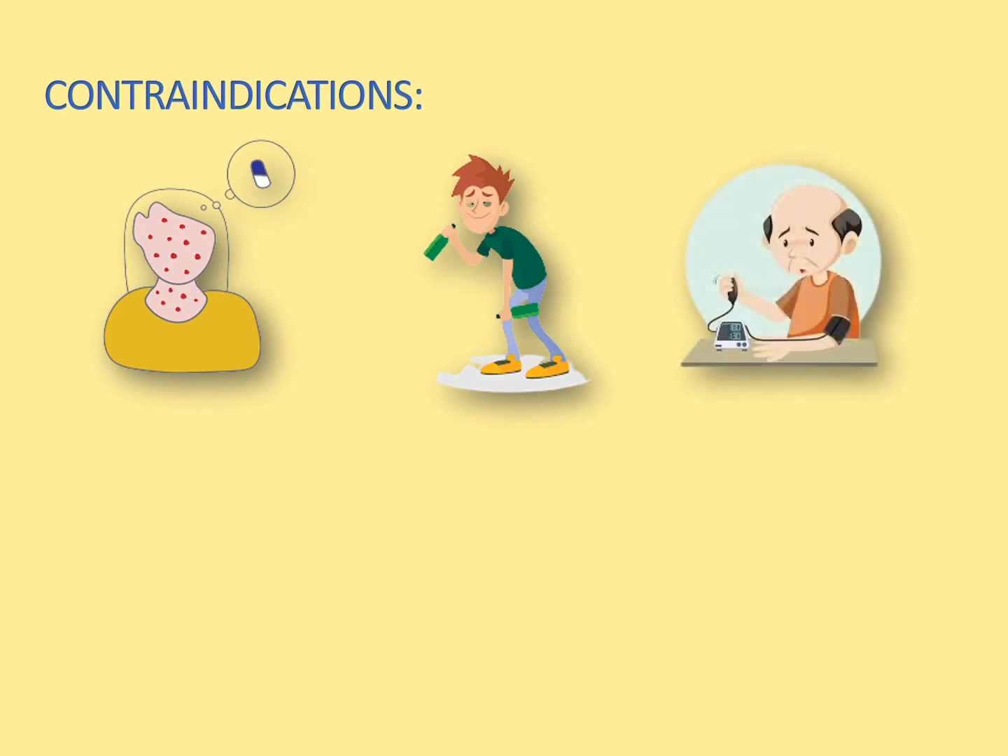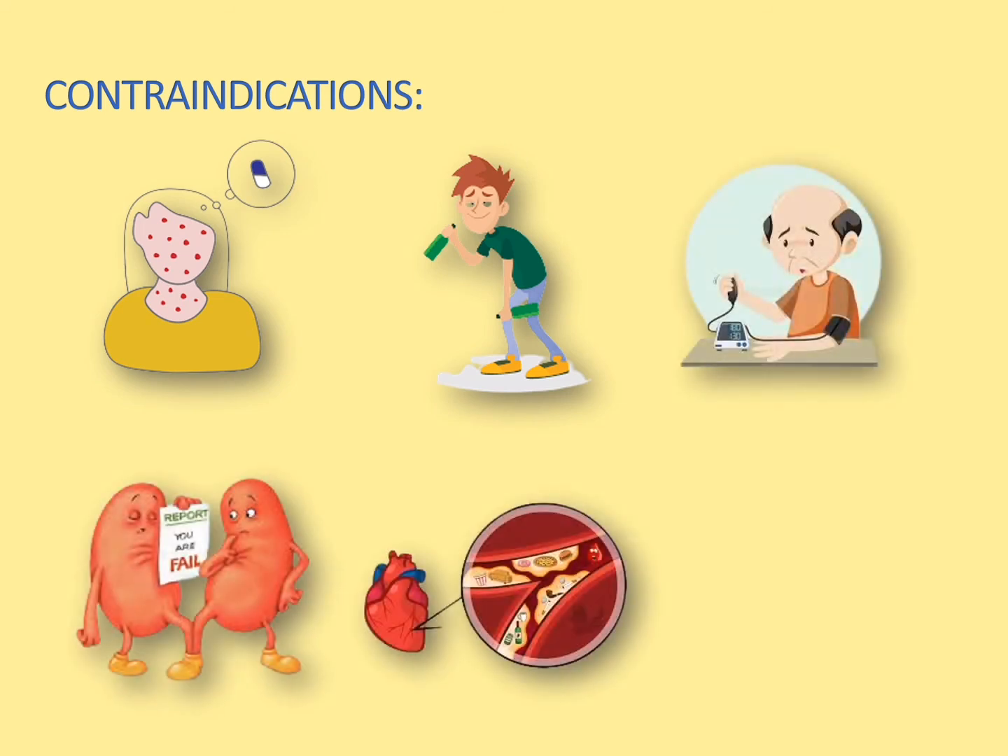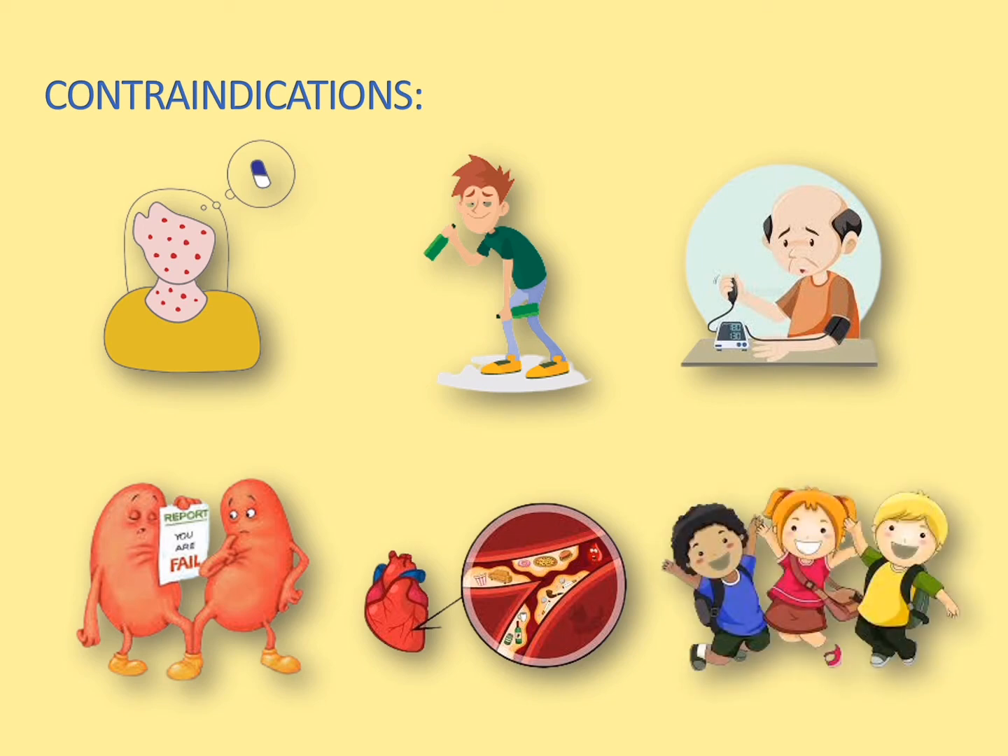However, you must be careful in taking me because I also have some important contraindications. I am contraindicated for people with hypersensitivity to me or other sympathomimetics or my other ingredients. I am also contraindicated in alcohol intolerance, hypertension, severe renal impairment, severe coronary artery disease, and children younger than age of 12.